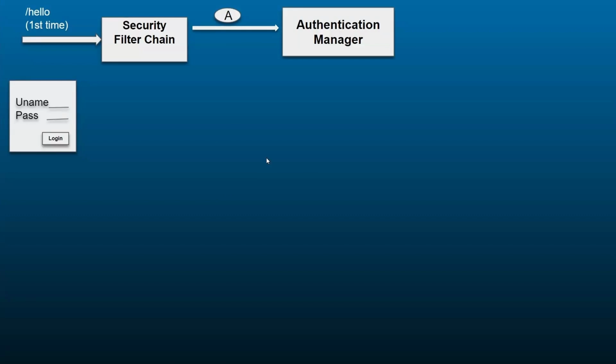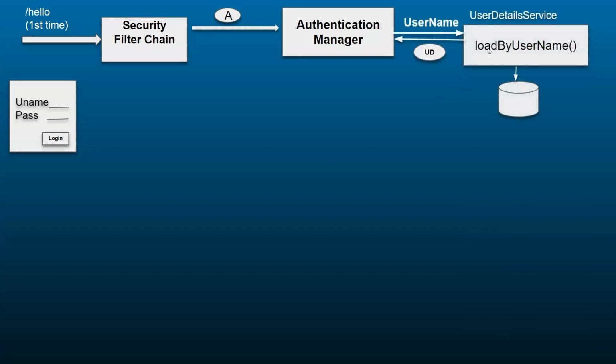Here, the authentication manager's responsibility is that he gets the username from that authentication object, and after getting the username, he calls the database. From the database he gets the user details based on the username. Let's say the username is avsort, then the authentication manager will call the database and fetch that user object.